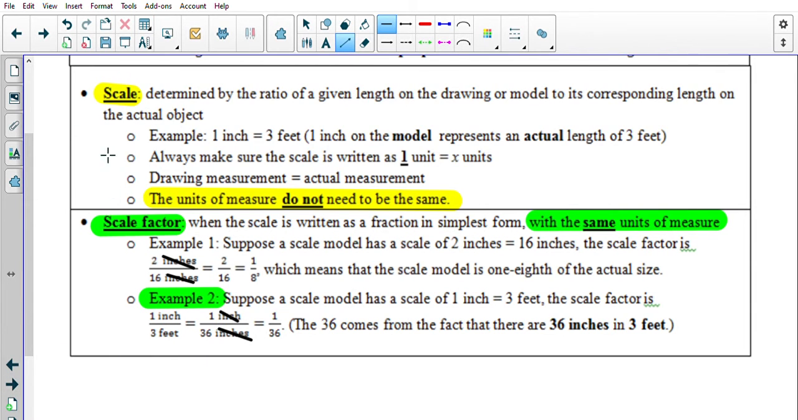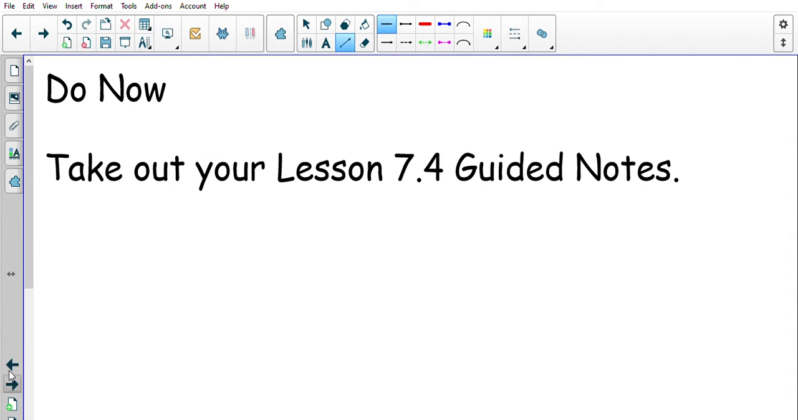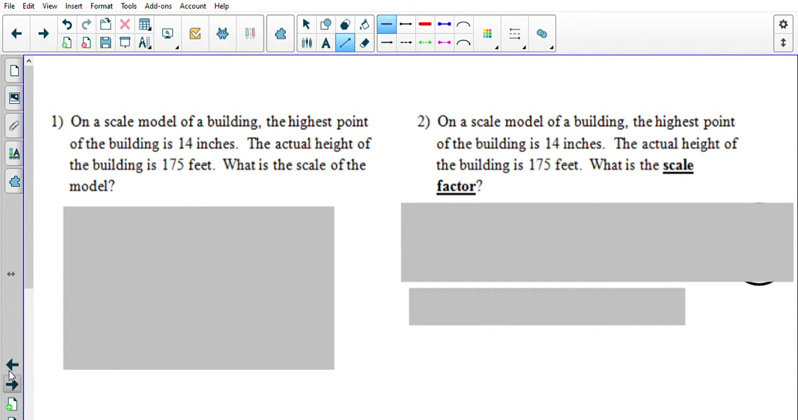So 2 main things right here, even though we'll also see some word problems that we'll talk about. Scale, which is model equals actual. Scale factor is a fraction, but the units of measure have to be the same for scale factor. So let's get right into our examples. So numbers 1 and 2.